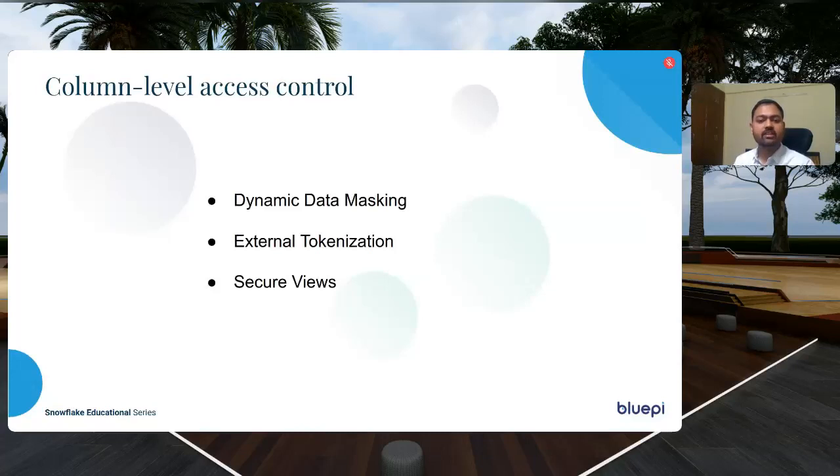And the basic difference between these two methods is that, in the case of dynamic data masking, data is not masked at rest, but in the case of external tokenization, data is masked at rest.